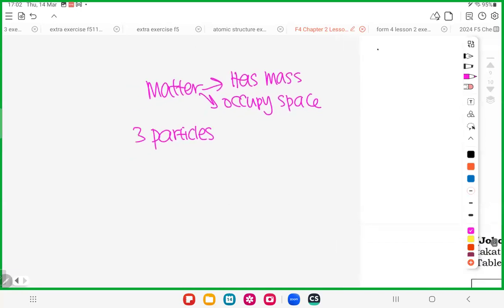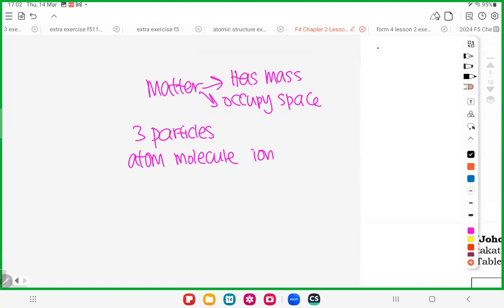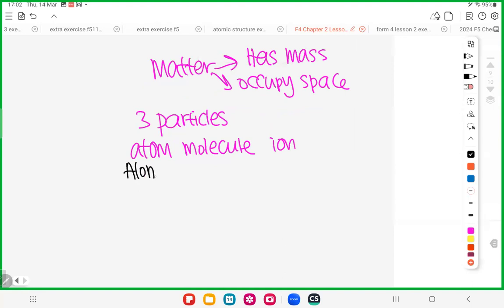There are 3 particles we need to know in chemistry, which are atom, molecule, and ion. Make sure everyone knows the differences between them. An atom is a substance that comes alone; it doesn't combine with anything. For example, carbon and aluminium come alone, so they are atoms.